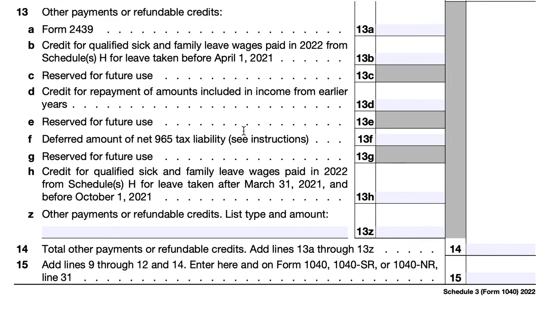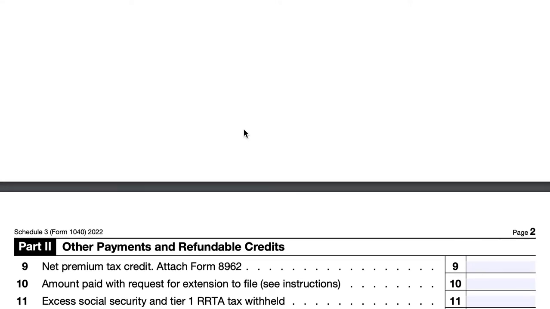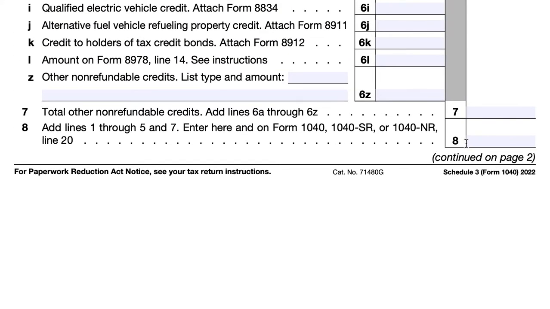And you'll notice that the number in line 15, where it says to report on line 31, is going to be a different place than the line 8 number, which you report on line 20 of your tax return. And again, that is due to the fact that there's a difference between a non-refundable tax credit and a refundable tax credit. The difference is that non-refundable credits reduce your tax liability dollar for dollar, but cannot go below zero.